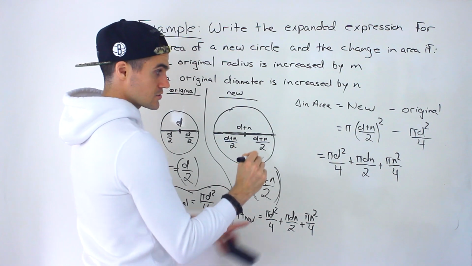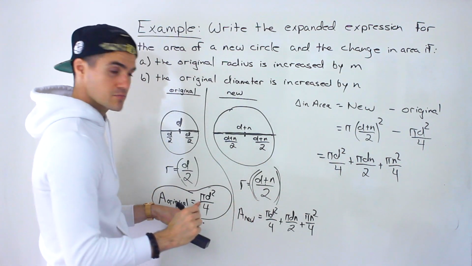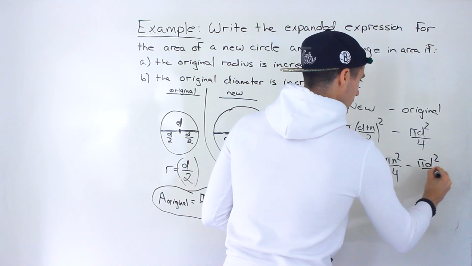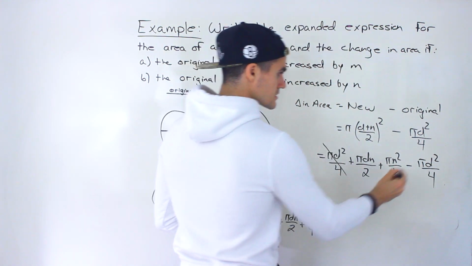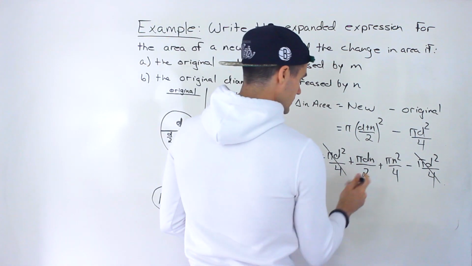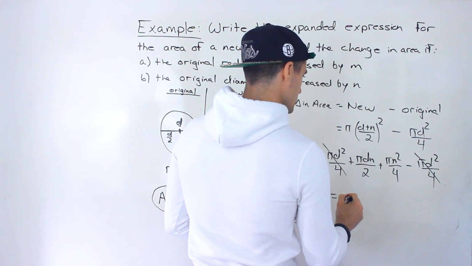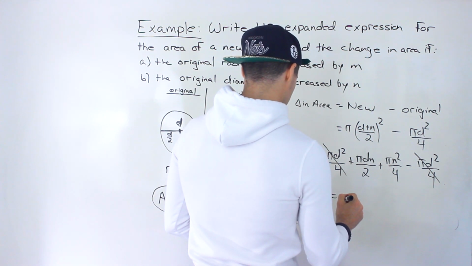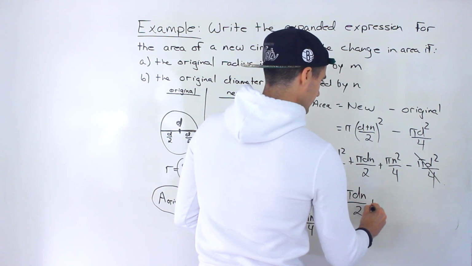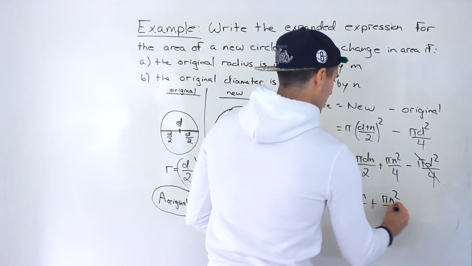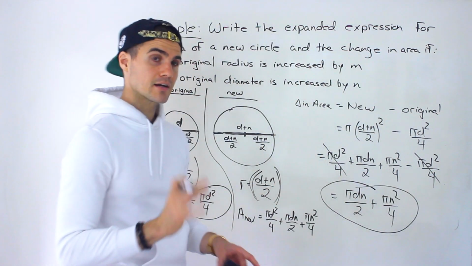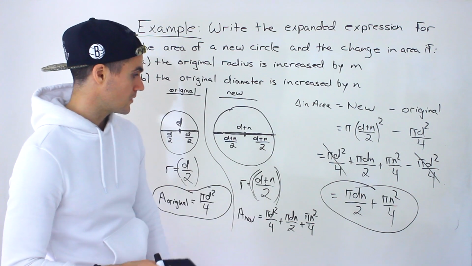And then we're subtracting, so this is the new area, this, and then we're subtracting the original area. What happens? This and that cancel out. And then these two are not like terms, so we would keep those. Yes, we would keep those separate. All right, so this ends up being the expanded expression for the change in area right there.